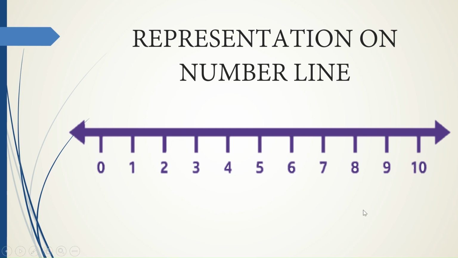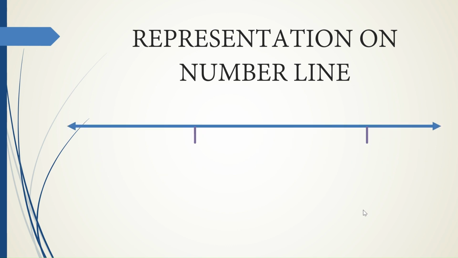Representation of decimal numbers on number line. Now on this number line we can see the whole numbers. In a similar way, even decimal numbers can be represented on a number line. For that, consider 5.1. This is a decimal number and here 5 is the whole number part.